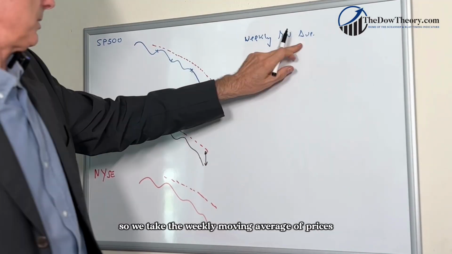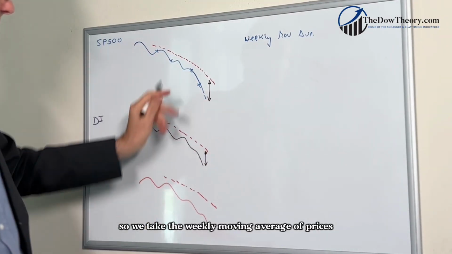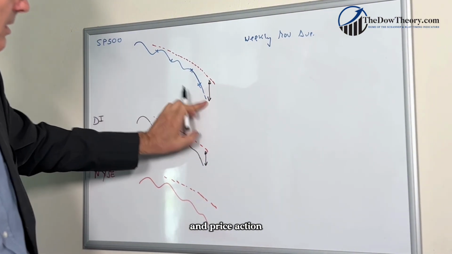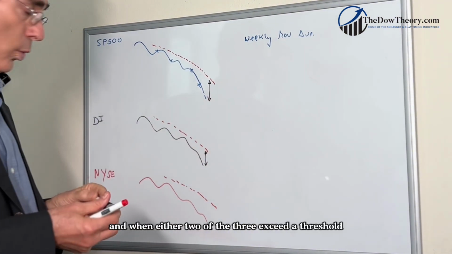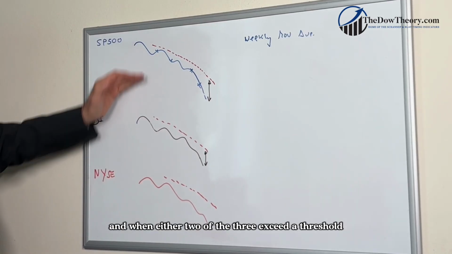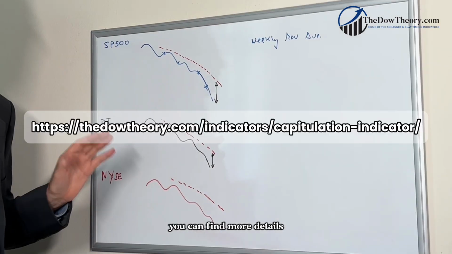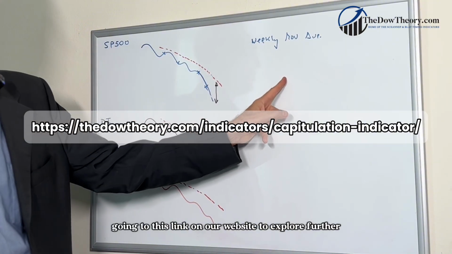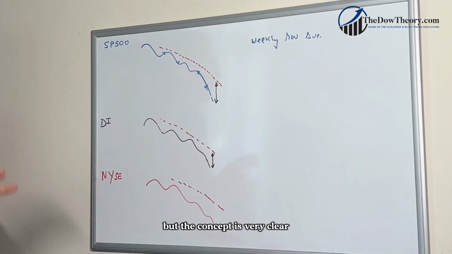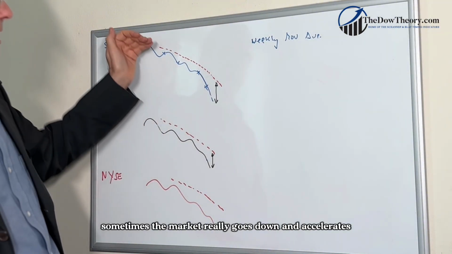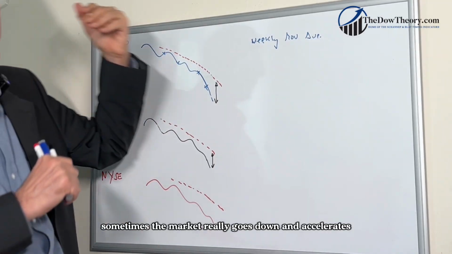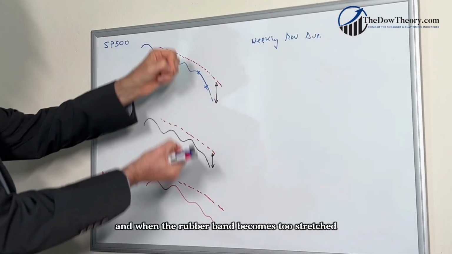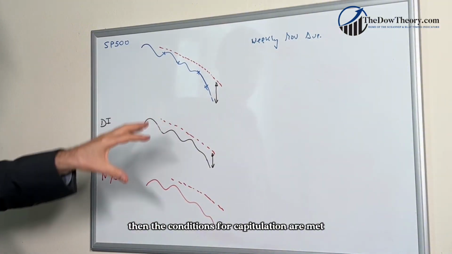So we take the weekly moving average of prices, then we measure the distance between the moving average and price action, and when two of the three exceed a threshold, you can find more details of the capitulation indicator by going to this link on our website to explore further. But the concept is very clear. Sometimes the market really goes down and accelerates its downfall, and when the rubber band becomes too stretched, then the conditions for capitulation are met.